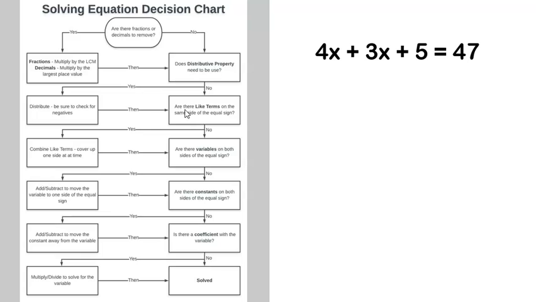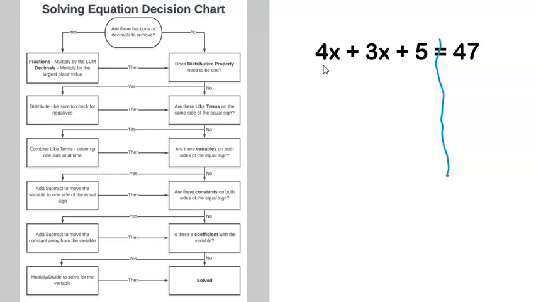Question 3, are there like terms on the same side of the equal sign? Now, note the same side of the equal sign. We haven't done anything yet, so one of the first things I'm going to do here is go ahead and draw my line so I can see the sides of the equal sign. Just helps me visualize. So I'm going to look now at this side of the equal sign. And do I have like terms? Well, I have 3 terms, so that's pretty much a guaranteed something's got to be like.